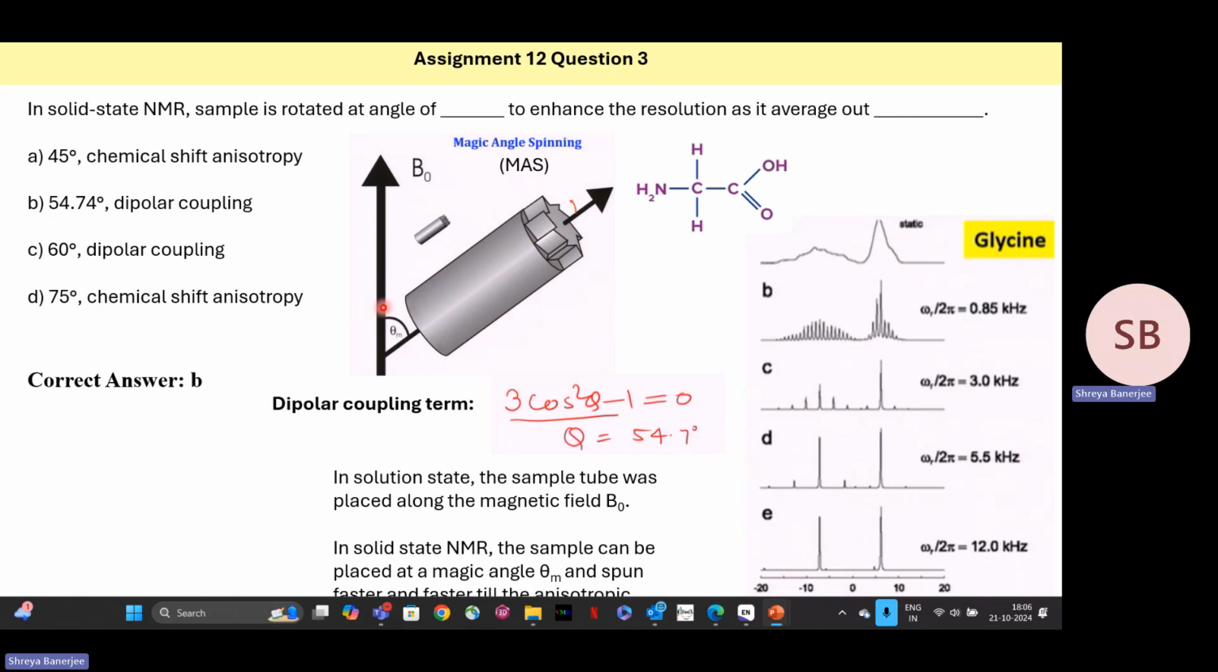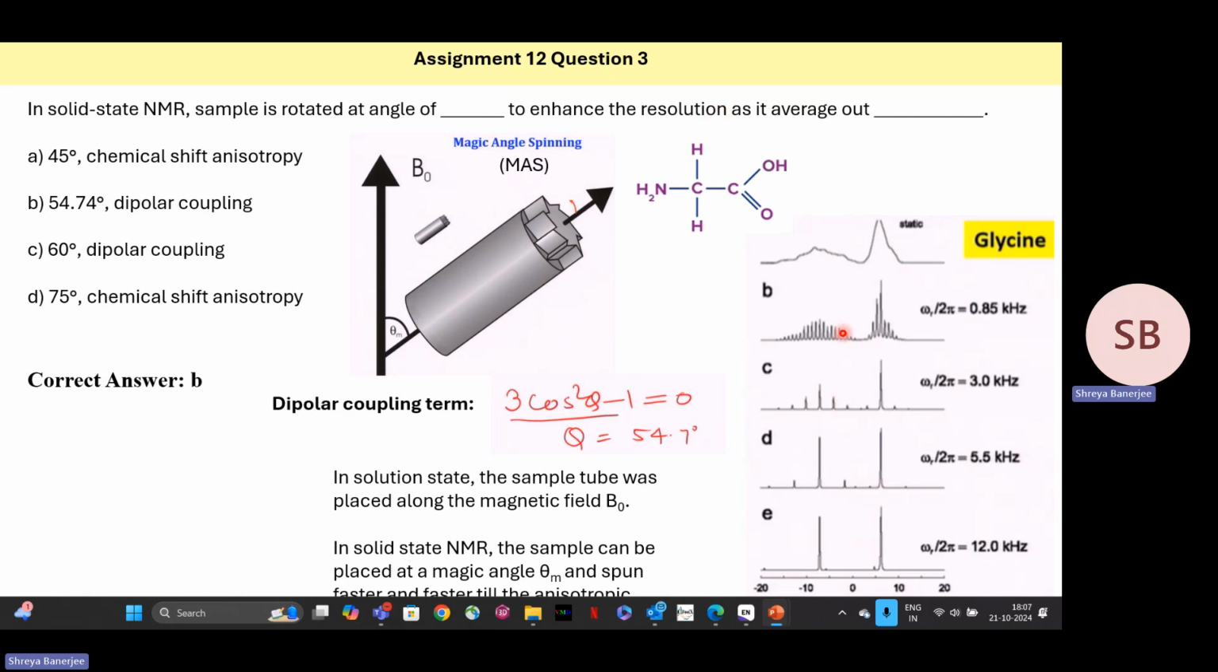So this theta is called theta m, or the magic angle, at which the rotor must be fixed. When the rotor is rapidly rotated at this angle, the dipolar coupling term will be 0, and the anisotropic interactions arising from this dipolar coupling will also become 0. So this is the value of the rotation angle, and it enhances the resolution.